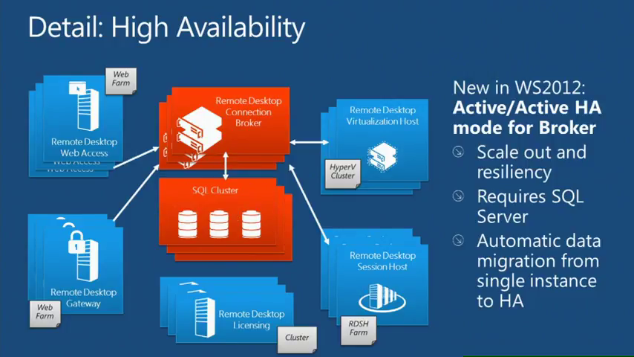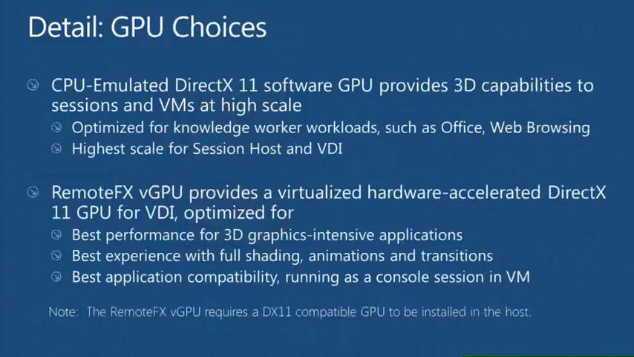So the way we configure high availability is by connecting it to an actual SQL database. Without a SQL database, it uses the internal WID database in Windows Server. And like you saw, the way to configure it is actually pretty slick.